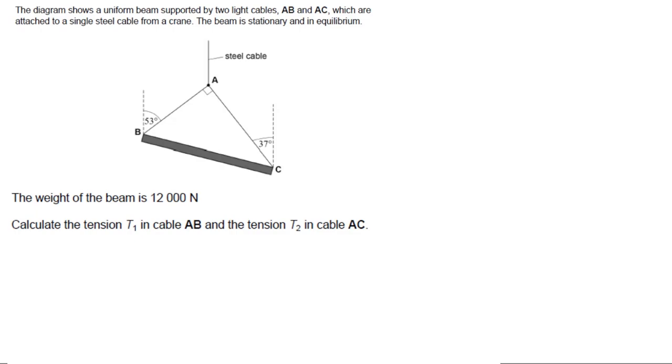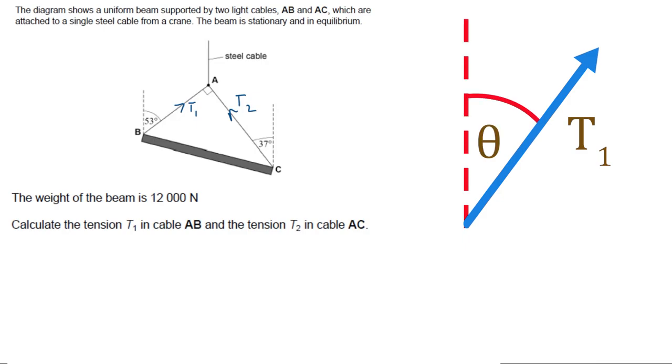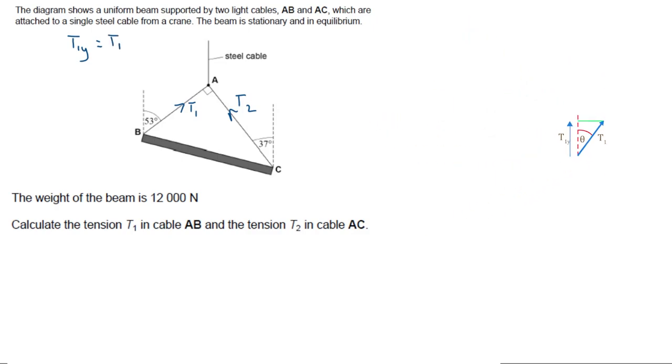We're asked to consider and calculate what is T1 and T2, given that the weight of the beam is 12,000 newtons. And we'll start by taking out the left-hand triangle, which has T1 in it, as shown. And see the angle there is 53 degrees. Now let's get the whole vertical component of T1. Let's call it T1y. That's going to be equal to T1 cosine of 53 degrees because it's an adjacent angle. Similarly, T2 in the y direction is going to be equal to T2 cosine 37.